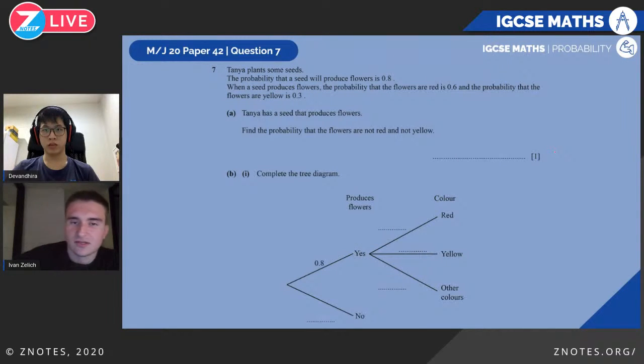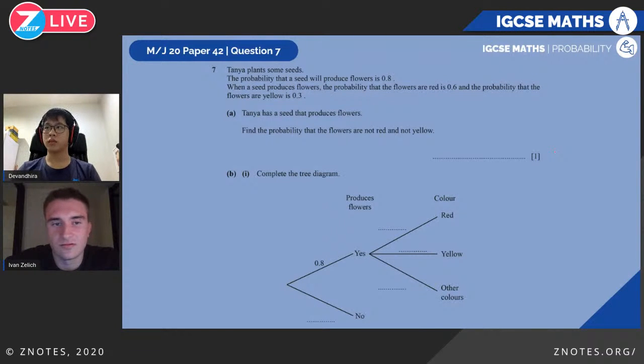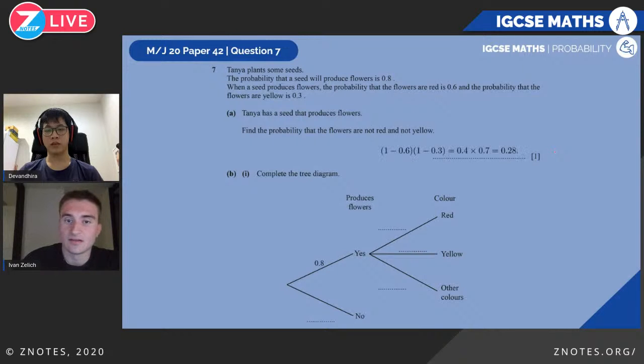In this case, the flower can't be both red and yellow. In real life, probably it could, but the problem is giving us that the flower is either red or yellow. So the probability that it's not red is 1 minus 0.6, which is 0.4, and the probability that it's not yellow is 1 minus 0.3, which is 0.7. And now we want to make sure that it's not red and not yellow. In this case we can just multiply them, and we'll get our answer of 0.28.